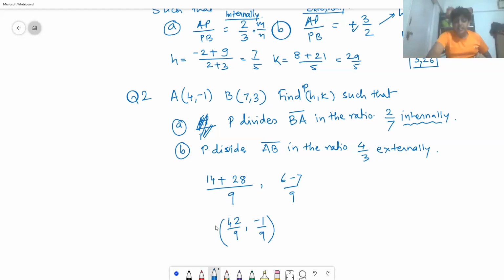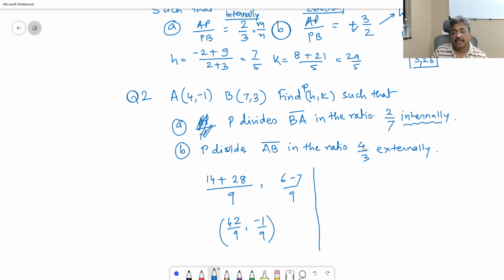That is okay. And as far as the second problem is concerned, it is 4 into 7, 28, minus 3 into 4, 12, divided by 4 minus 3, which is equal to 16. And 4 into 3 minus 3 upon 4 minus 3 is equal to 50.